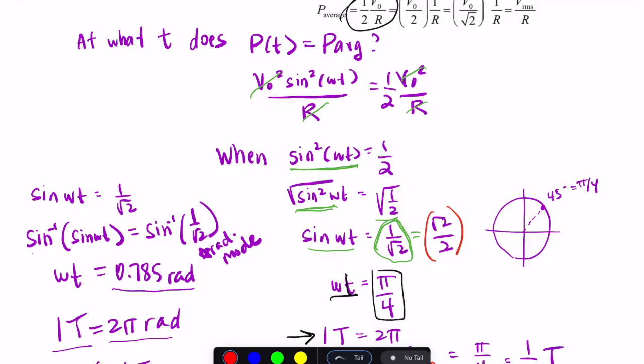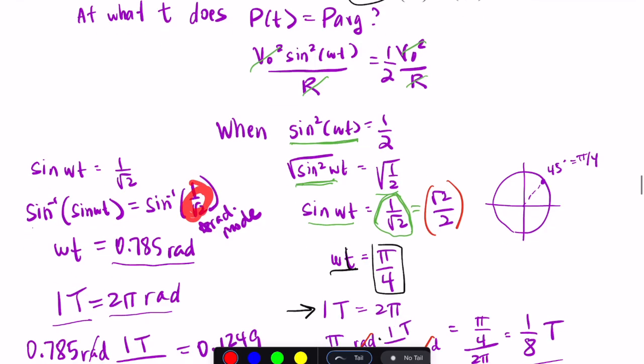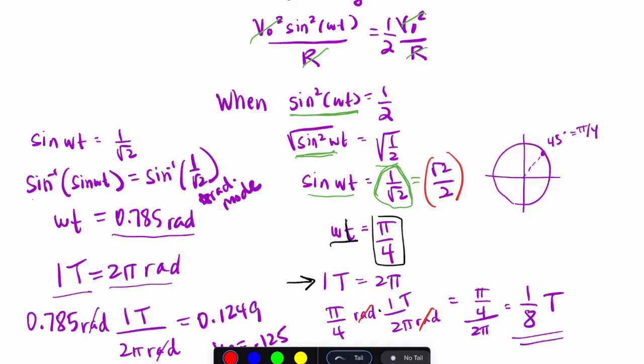Well, how would you solve this equation mathematically? You'd take the inverse sine of both sides. You would need to make sure you're in radian mode, okay? Because this inside here is in radians. And so then you would figure out that when you take the sine of both sides, you get omega t on the left and you get 0.785 on the right-hand side. Okay? And so we need to figure out how much of a period is 0.785 radians.